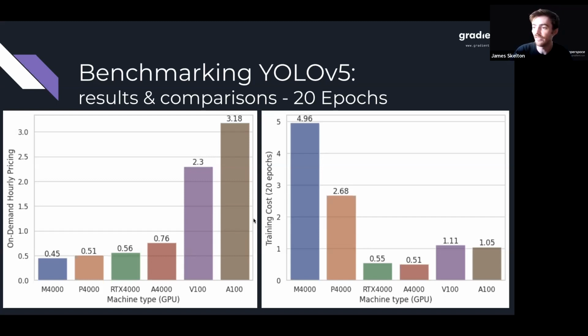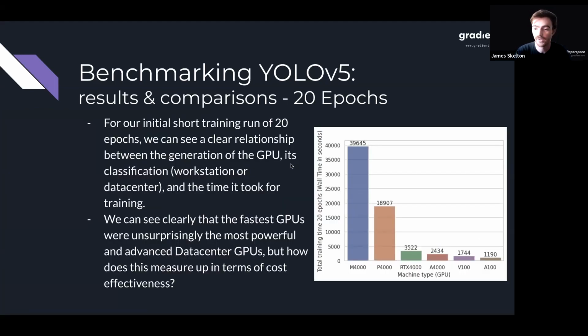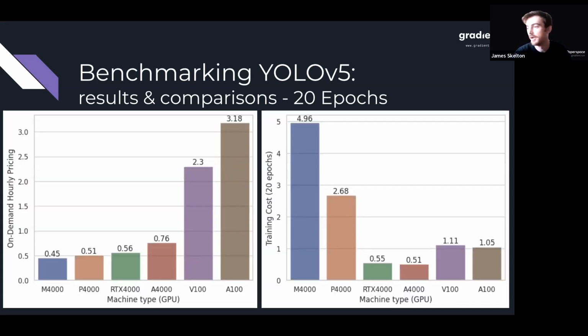Then the more recent workstation GPUs, these are the RTX 4000 and A4000, offer the lowest training cost for a comparatively fast training. If we go back to the previous slide, we can see that the A4000 is only about 700 seconds more than the V100 at half that RAM. That's very impressive. So these immediately stand out as a really, really nice choice for this length of training.